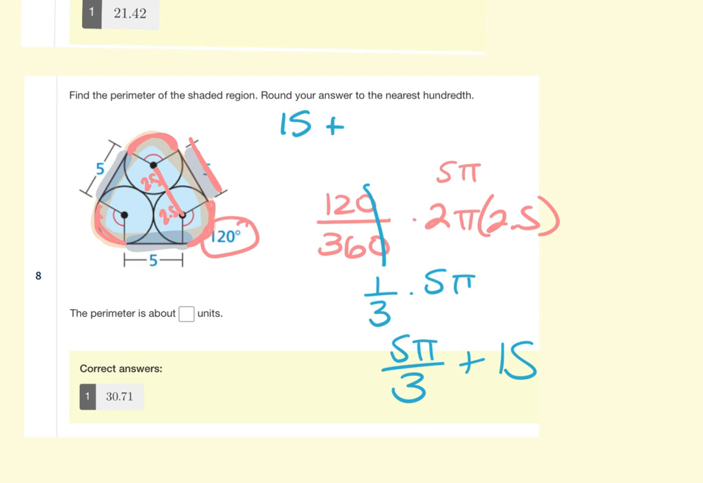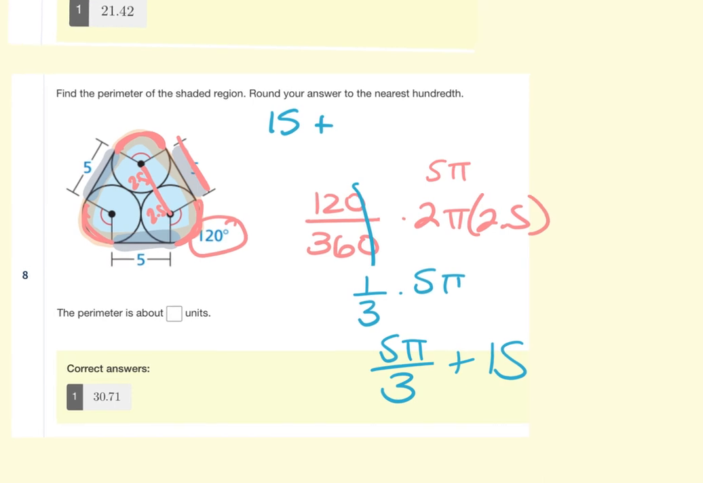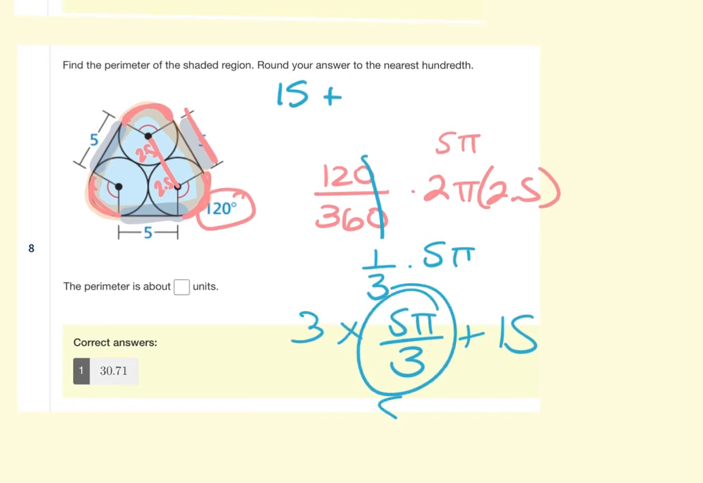And then use your calculator. 5 pi divided by 3 plus 15. And it's 20. Wait. 5, 10, 15. Oh, I didn't multiply it times 3. Sorry, there's 3 of these times 3. So 5 pi plus 15. Why is it 3? This one's 5, this one's 5, and this one's 5. So the 3 parts of the circle were connected by those pieces. That's 30.71. Questions? That's a great standardized test question.